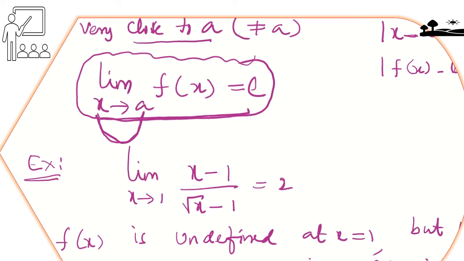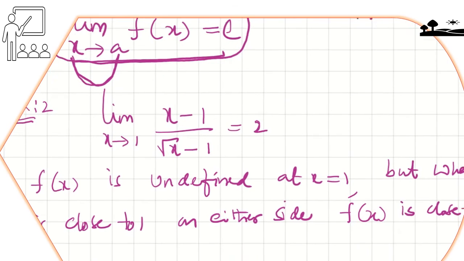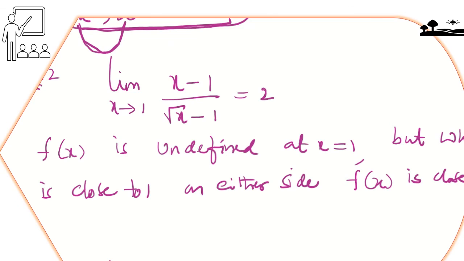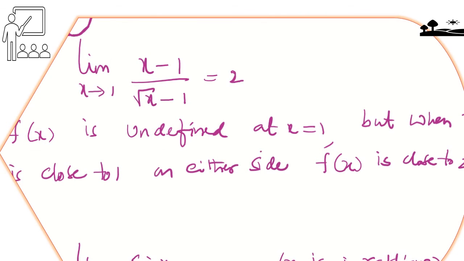Another example, coming down to example 2: limit as x tends to 1 of (x minus 1) by (root x minus 1). Here the function is undefined at x equals 1. But if x is very close to 1 on either side, like 0.999 or 1.0001, on either side of 1, the function is getting close to 2. Therefore the limit of the function will be equal to 2.